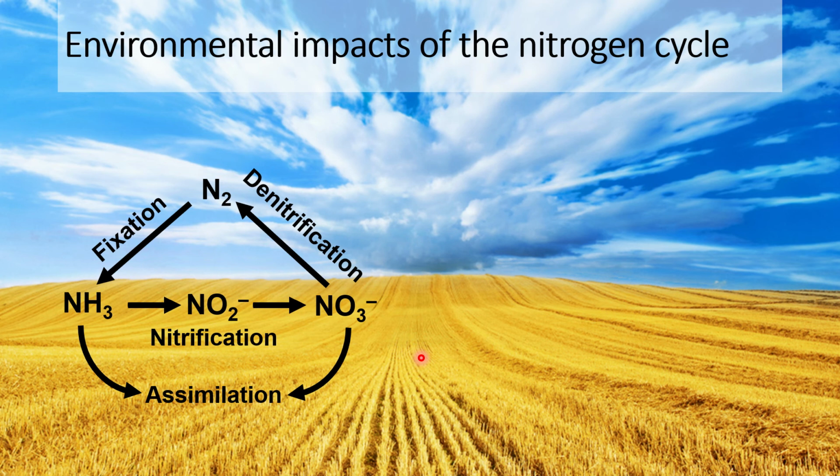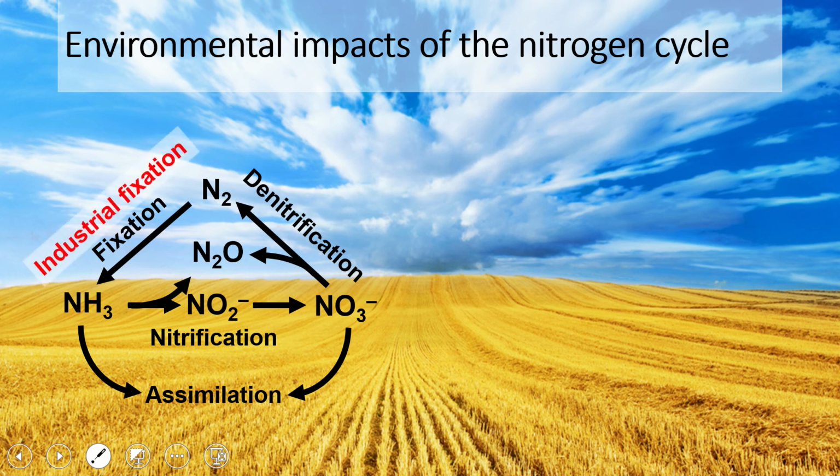So where do these environmental impacts come from? As we discussed in the previous video, there are different intermediates that come off of the nitrification and denitrification pathways. One of them is nitrous oxide, which is a potent greenhouse gas that has 300 times more of an effect than carbon dioxide.